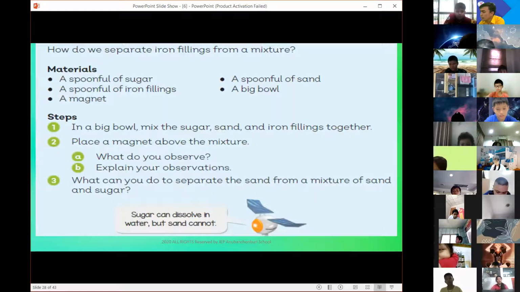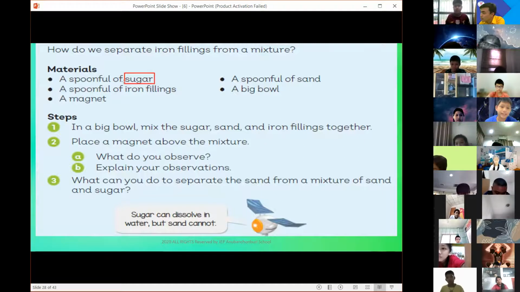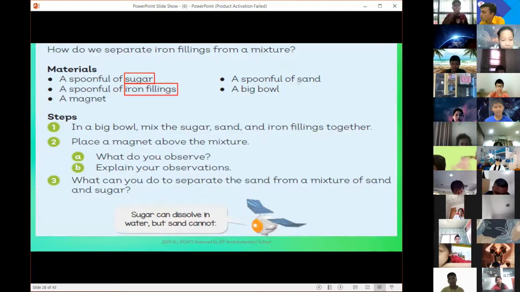Let's go back to the PowerPoint. So here, the mixture is a mixture of iron fillings, sugar. I don't need to show you what sugar is, right? Because you know it already. Iron fillings, and the third one is sand.